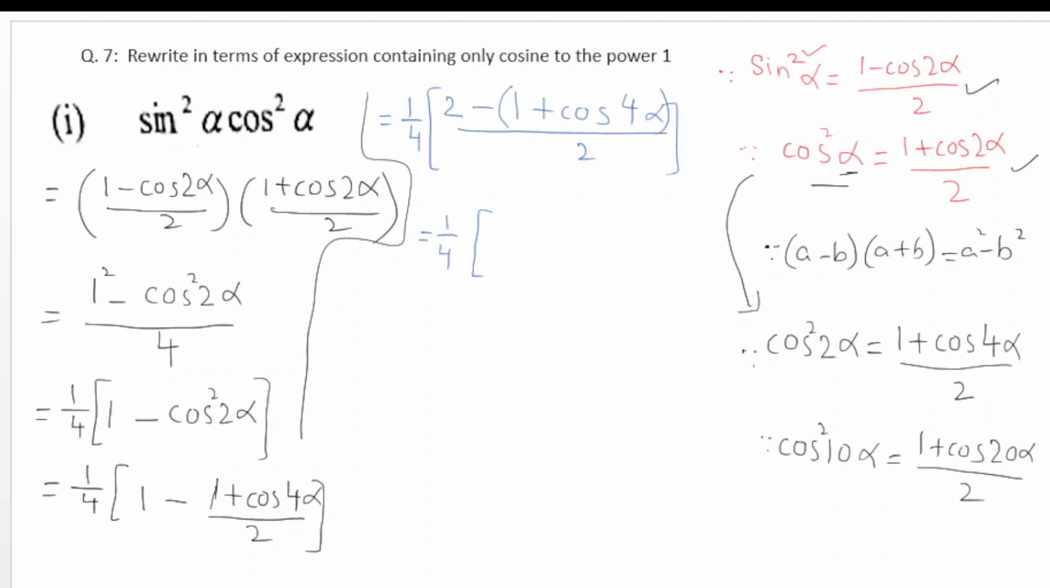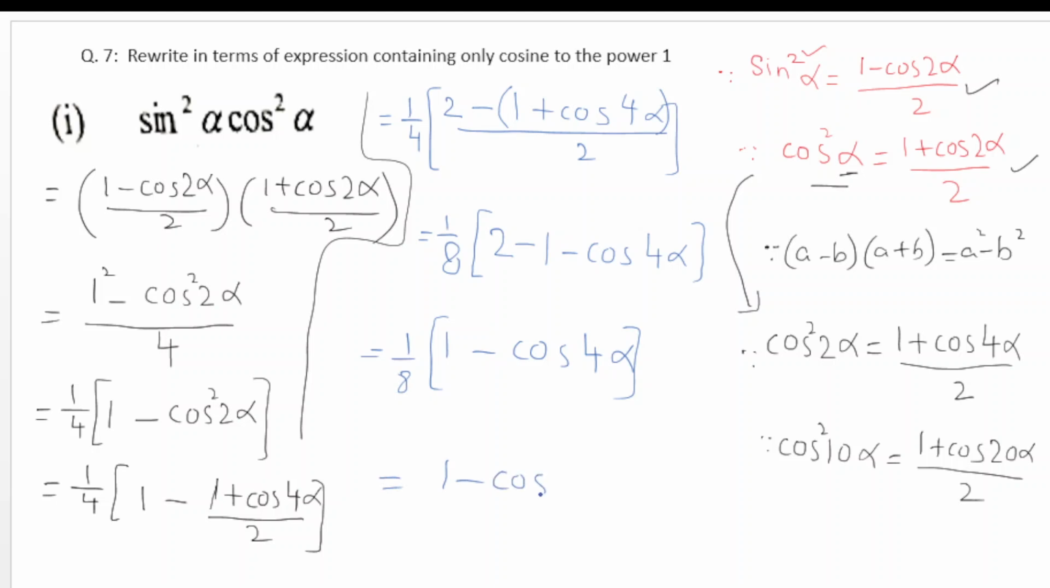Let me change one thing more here. For 2 times 4, here will be 8. I put 8 outside, and now I will open the bracket. 2 minus 1 minus cos 4 alpha. So that is going to be 1 minus cos 4 alpha. You can put 1 by 8 outside, no problem, or if you want to write it down, you can write 1 minus cos 4 alpha by 8. Look, there is no square. Now the square has been removed, so that is going to be the answer.